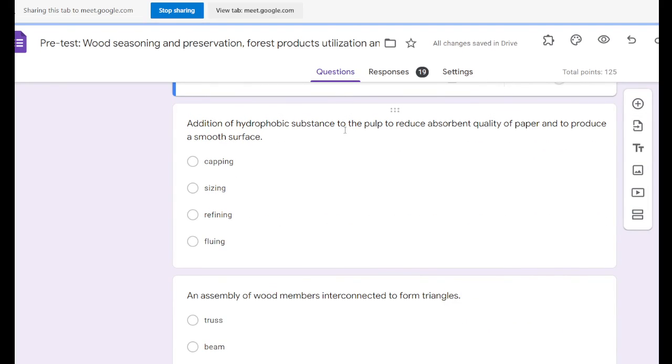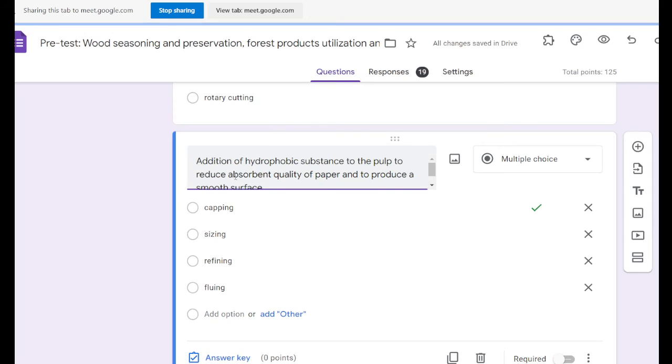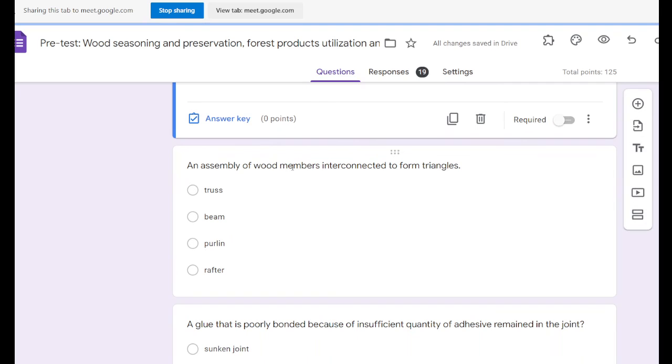Addition of a hydrophobic substance to the pulp to reduce absorbent quality of paper and to produce a smooth surface. We call that sizing. Okay? We are adding a hydrophobic substance to the pulp to reduce the absorbent quality of paper and to produce a smooth surface. That is sizing.